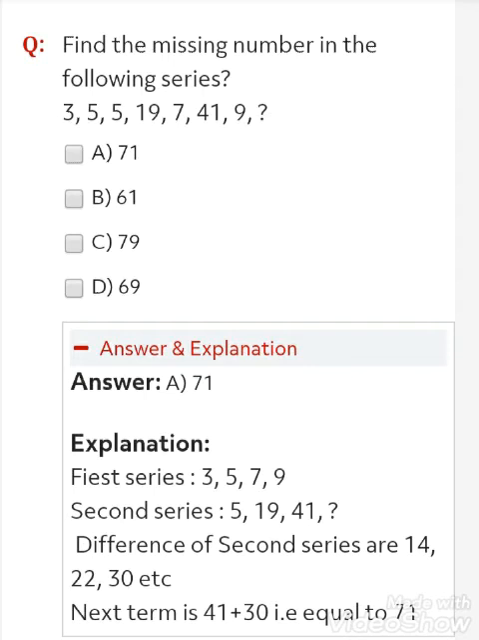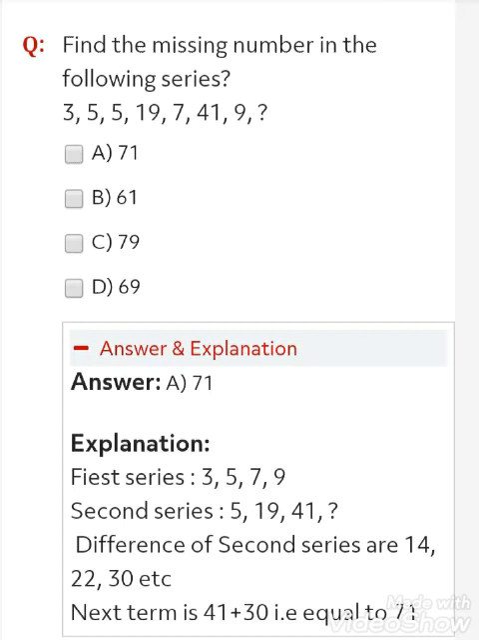Find the missing number in the following series. Now there is a series, a sequence of numbers, and you can see 3, 5, 5, 19, 7, 41, 9, question mark. Now in this, where the question mark is, which number will come? The options are 71, 61, 79 or 69. Now which number will come in the question mark? For this, first we have to solve the sequence, like why the sequence is like this.